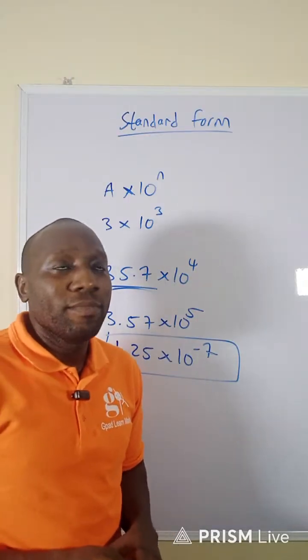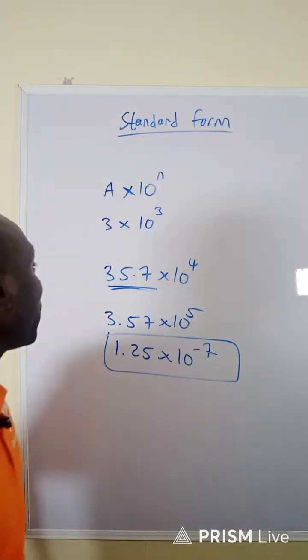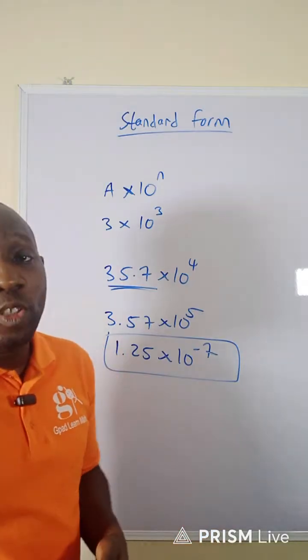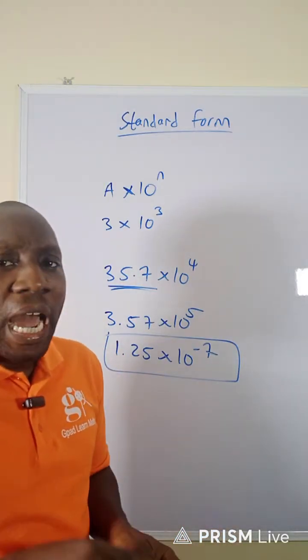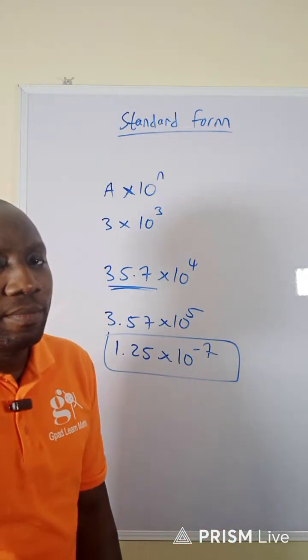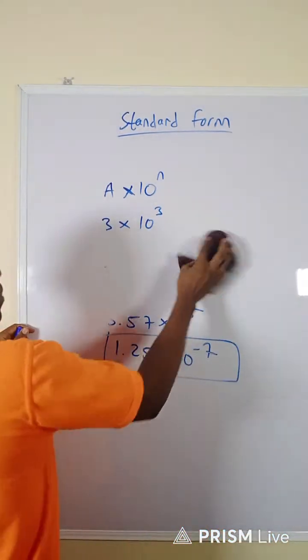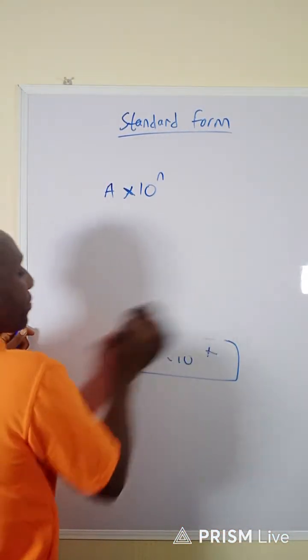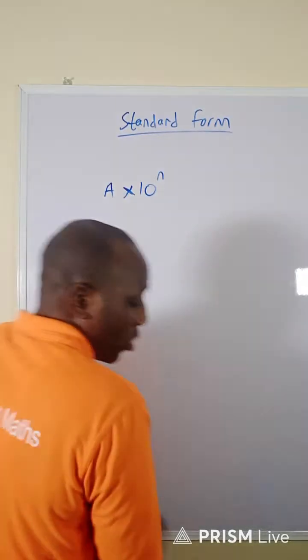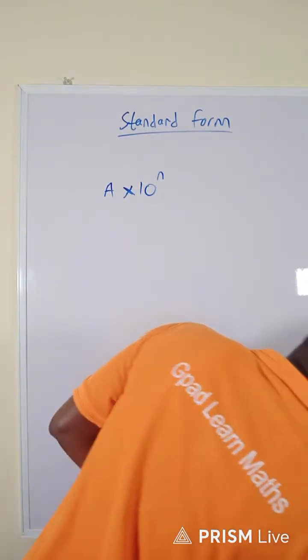Never mind. Let's just move on. So I already told you how numbers should be written in standard form. Okay, so I think we can look at some examples now.